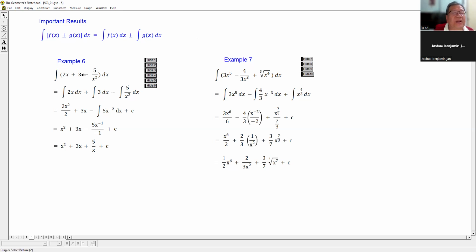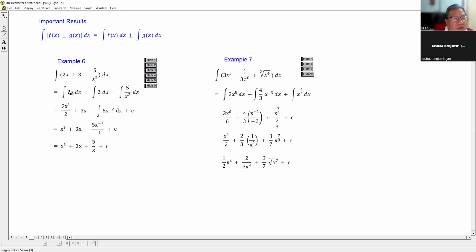Now look here. This is example number 6. Let's say I want to integrate 2x plus 3 minus 5 over x squared. Very long. It has 3 terms. So what I can do is integrate them one by one. Integrate 2x with respect to x. Integrate 3 with respect to x. Integrate 5 over x squared with respect to x. Okay.